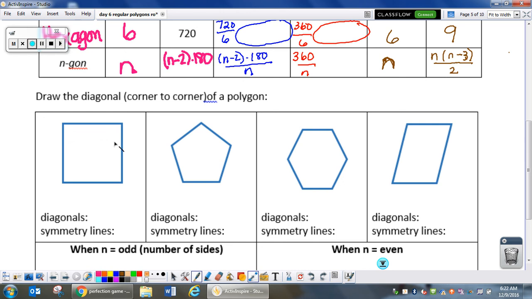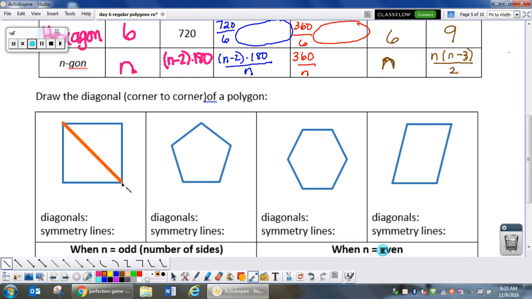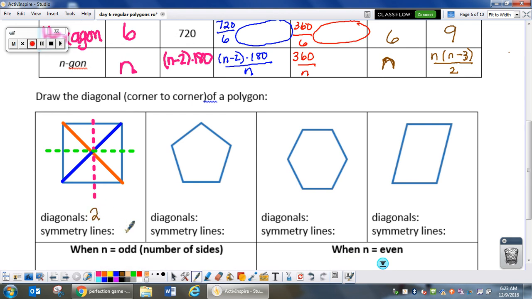So in a square, this would be a diagonal. It would also be a symmetry line. And this would be a diagonal. So those are your 2 diagonals. But then if you wanted to put your symmetry lines in, you would probably have a symmetry line right about there. It's just an estimate. And then a symmetry line right about there. Okay? So you have 2 diagonals and 4 symmetry lines.